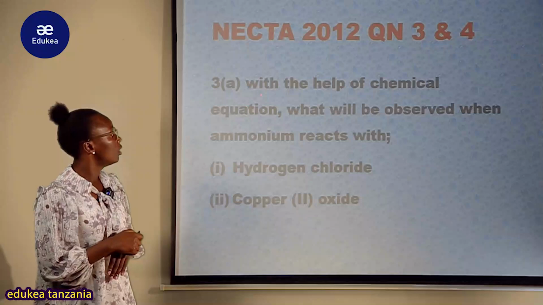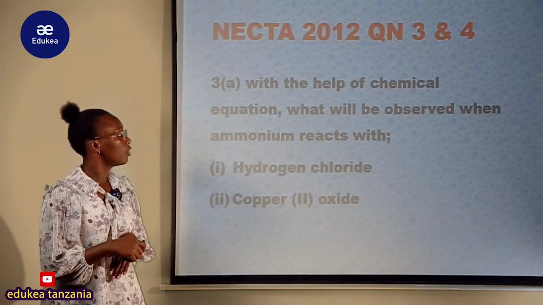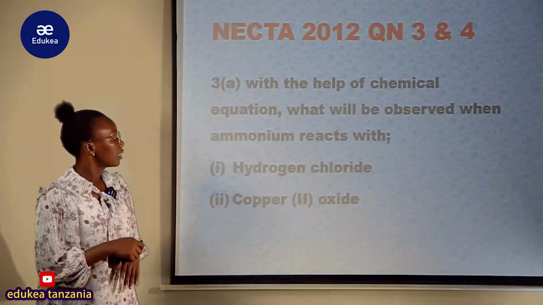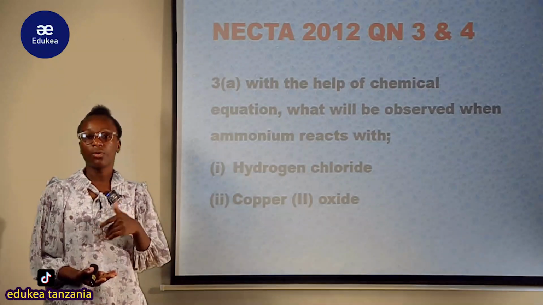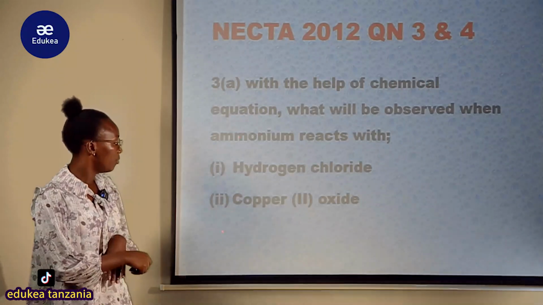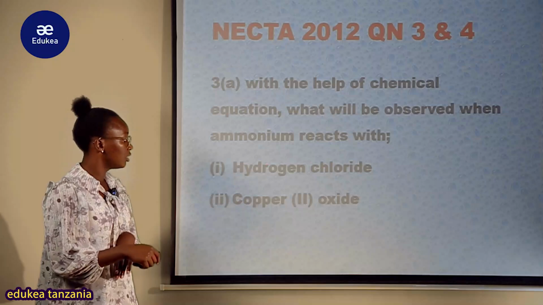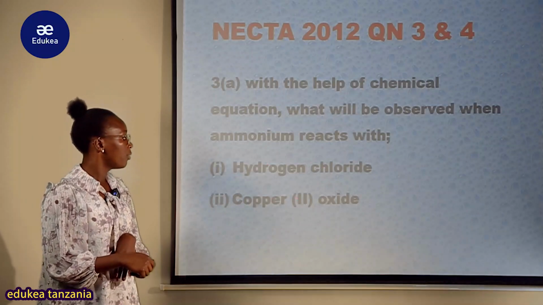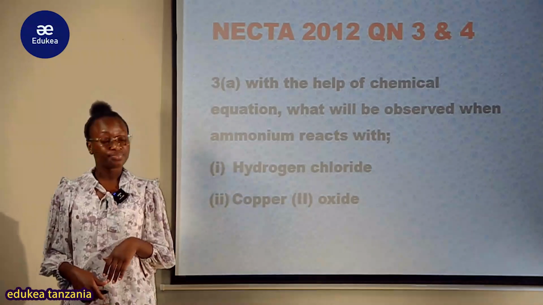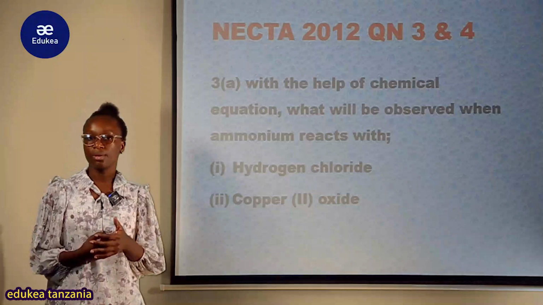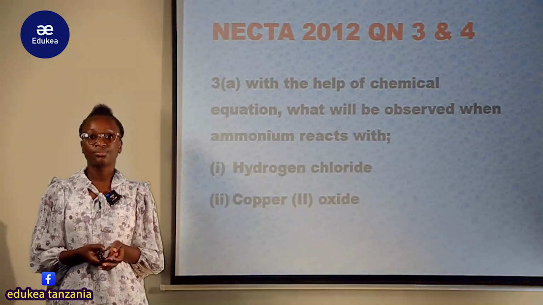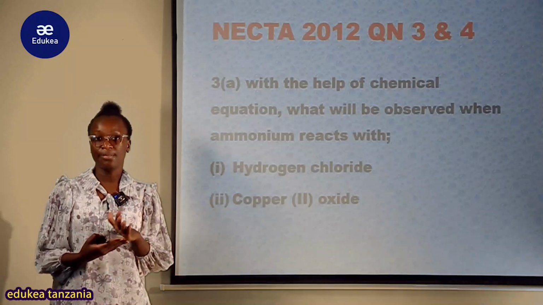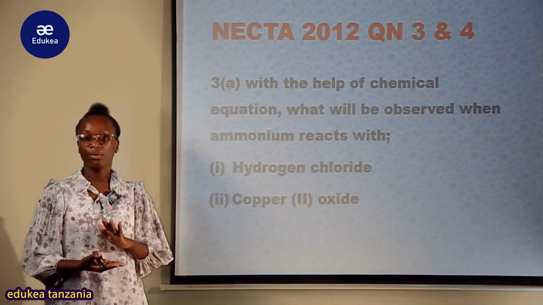Student required to write the chemical equation. Chemical equation na kuonyesha ni kitu gani kitatokea baada ya ammonium kureact na hizo given compound, ambayo Roman 1 umepewa hydrogen chloride lakini Roman 2 umepewa copper 2 oxide. Simply tutaenda kuona jinsi ya kujibu ya maswali yetu. Hizi concepts za balancing chemical equation zipo kwenye topic ya form 3 ambayo ni balancing chemical equation.